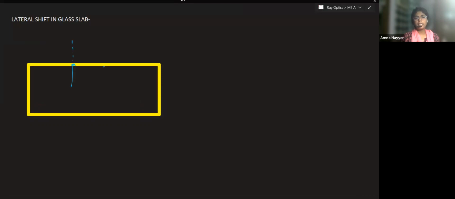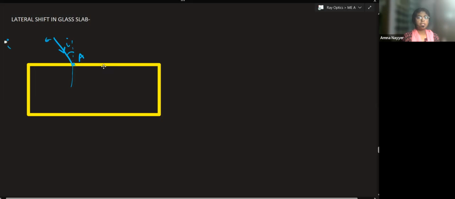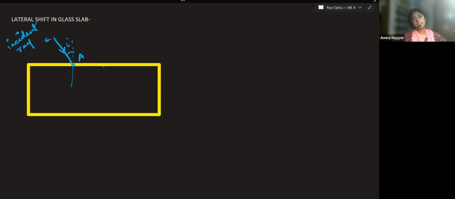Again, I'm taking this point as point A. The incident ray will come, with its angle of incidence. This is your incident ray. Fine, the angle of incidence is there. It has struck at point A. Now the ray of light will get refracted. There is the angle of incidence, and the angle of refraction. Refraction has occurred at this surface.